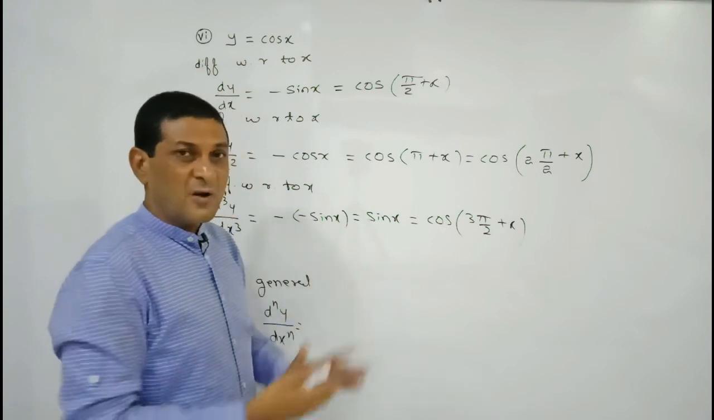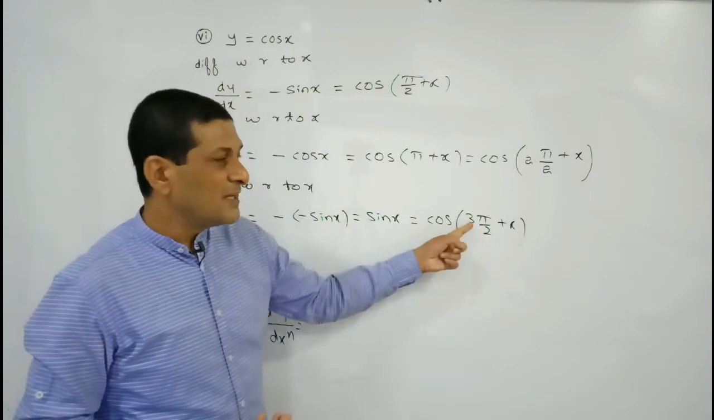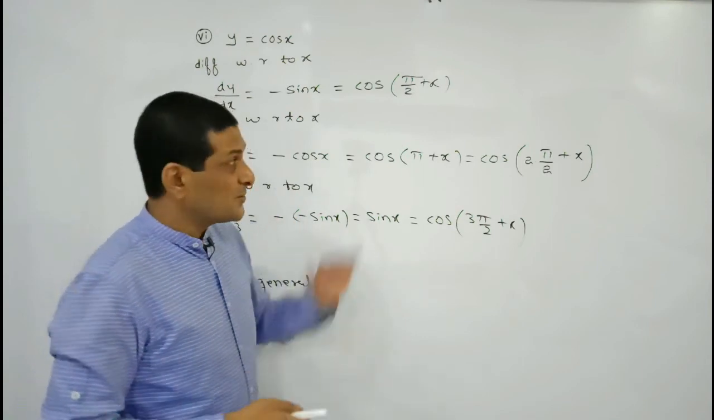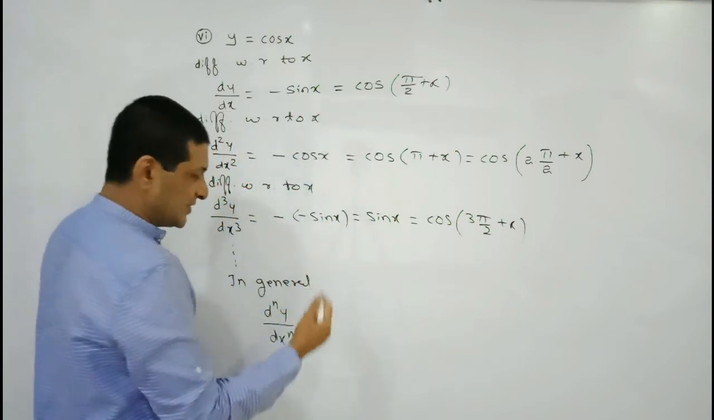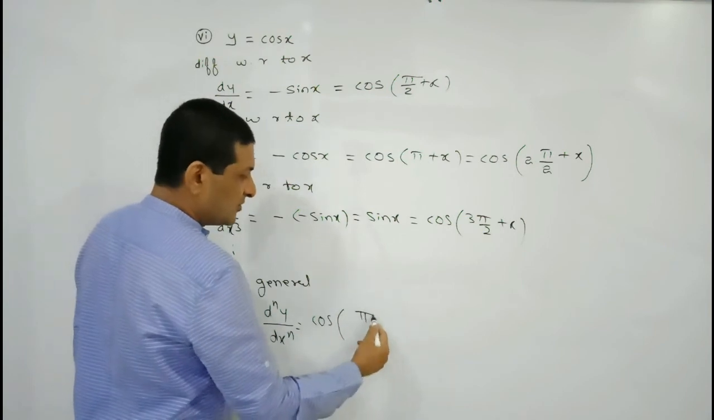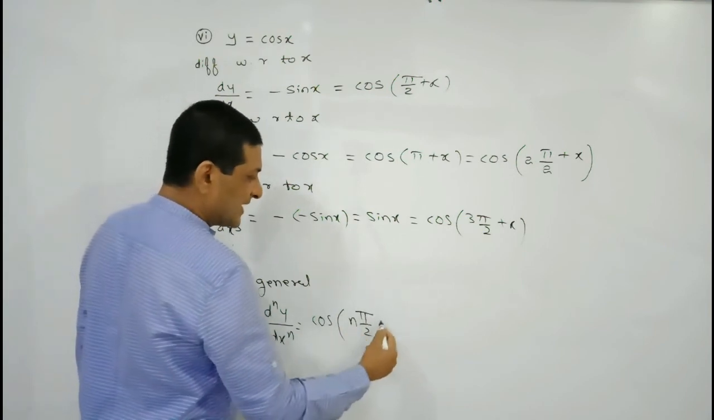And in case of third order derivative, easily we can observe that the coefficient of pi by 2 will be 3, isn't it? So in nth order derivative, what will be your answer? Here the coefficient of pi by 2 will be equal to n. Can I say that n?